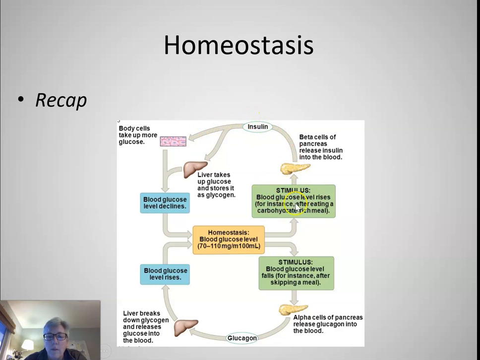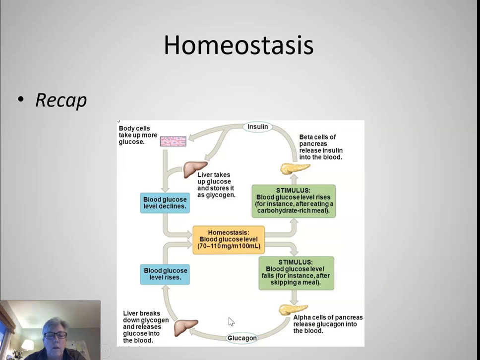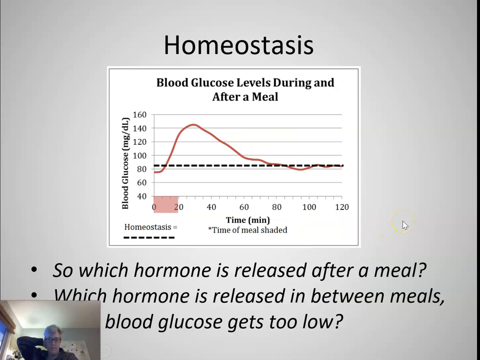So here, the stimulus is low blood glucose levels. Oh, sorry, I said that backwards. High blood glucose, because we just ate. So that response is to lower our blood glucose levels. When we haven't eaten, the stimulus is low blood glucose levels. The response is to get more glucose released, which is the opposite of the stimulus. So make sure you can answer those two questions.